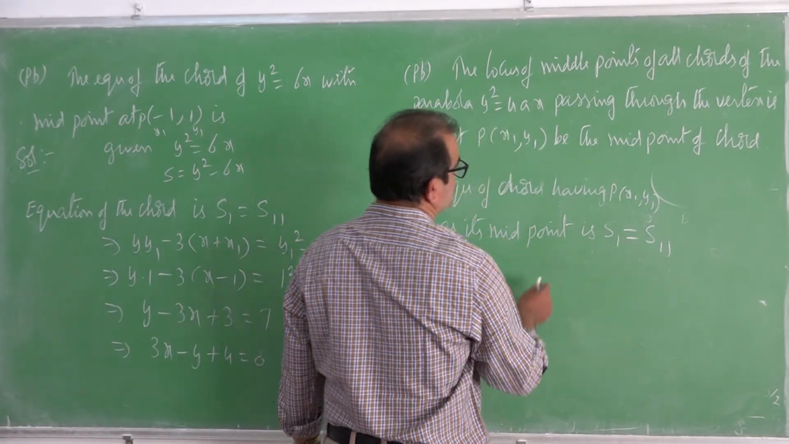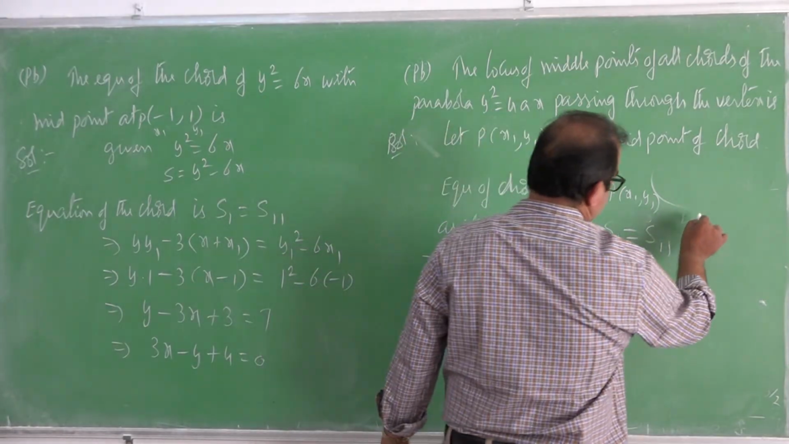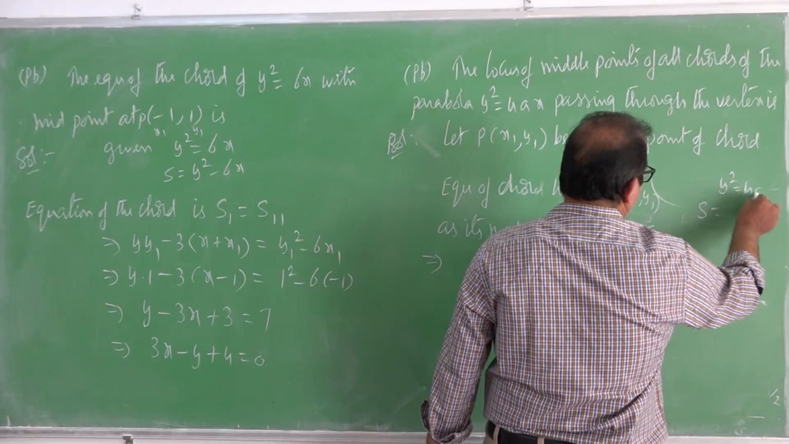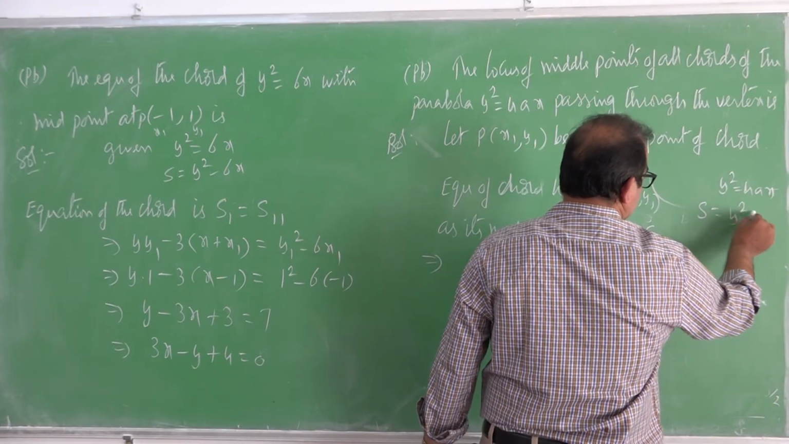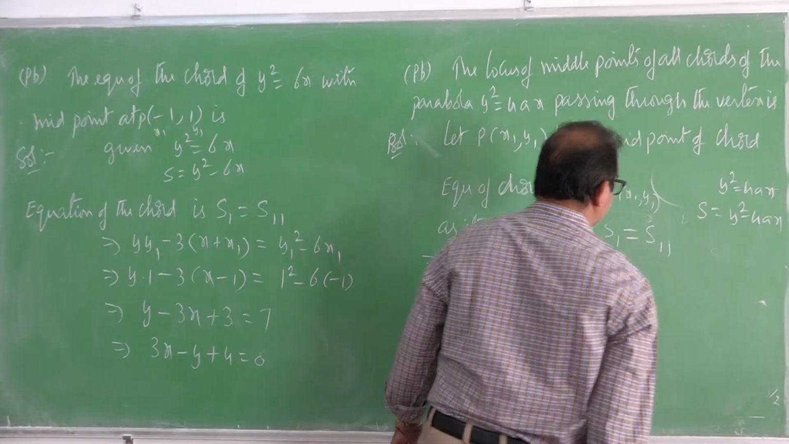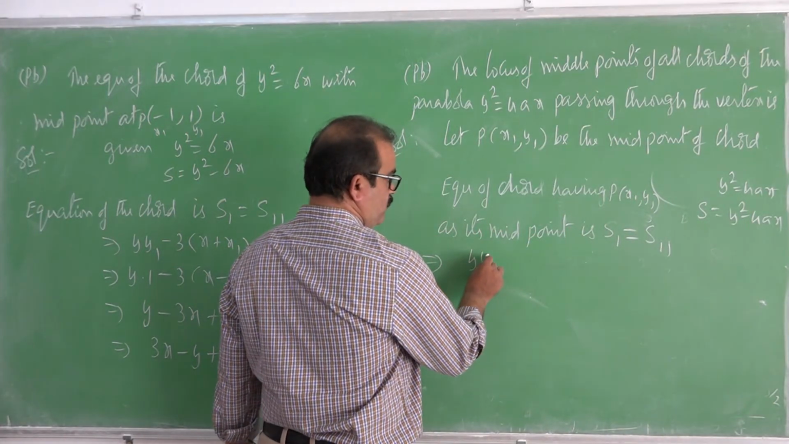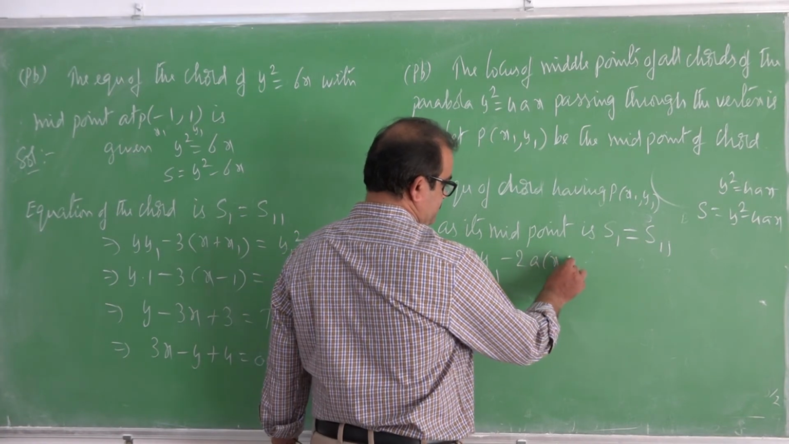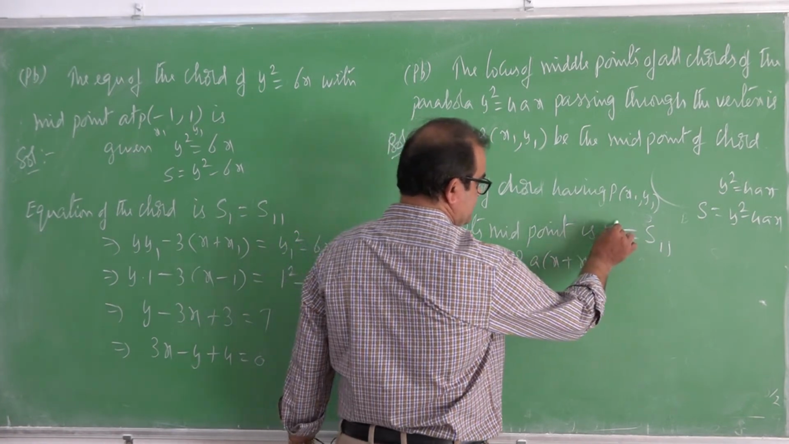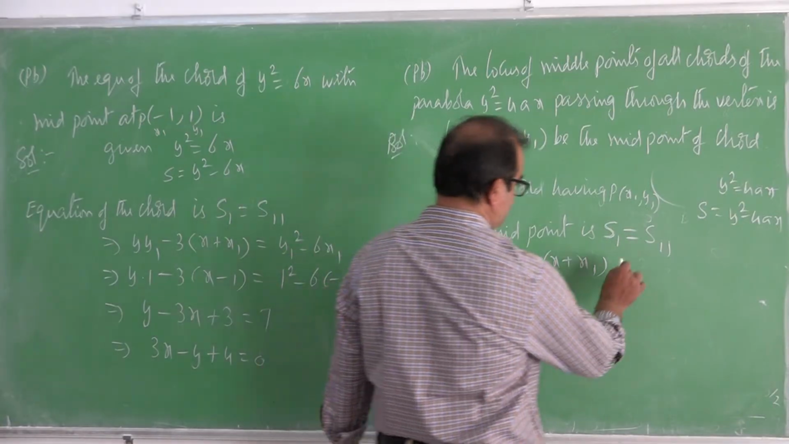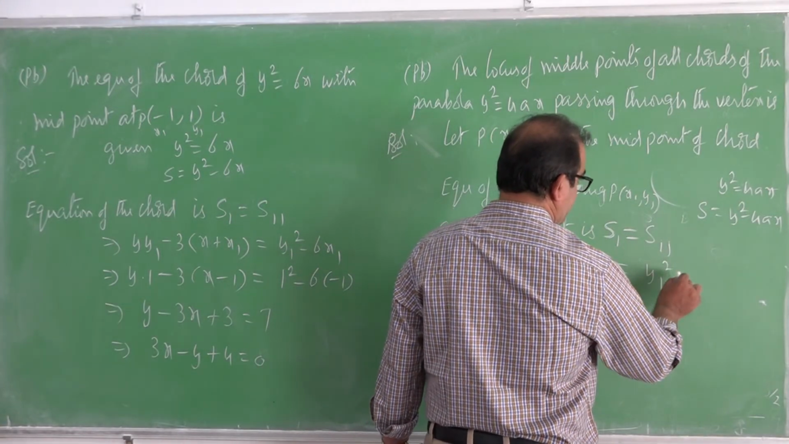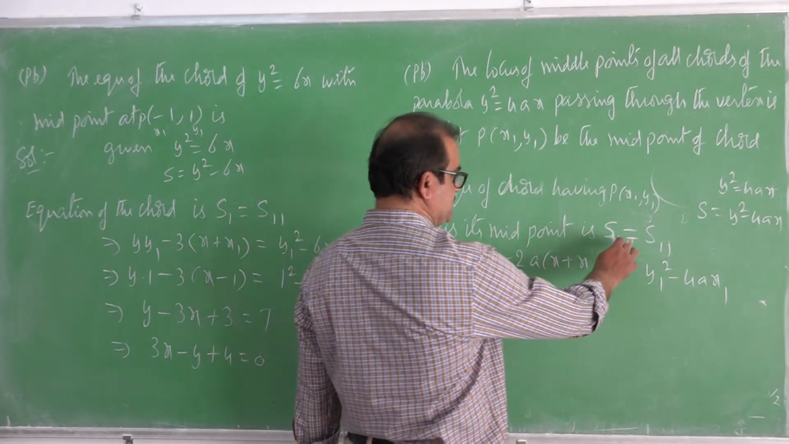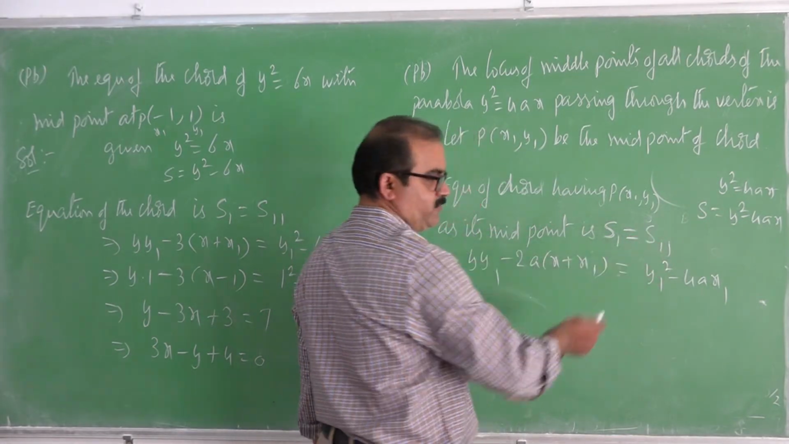What is S1 to this equation? What is S here? What is the given parabola? Y square is equal to 4ax. So S is y square minus 4ax. S1 is y y1 minus 2a into x plus x1. This is S1. S11 is y1 square minus 4a x1. We already discussed how to write S1 and S11 in the notation.